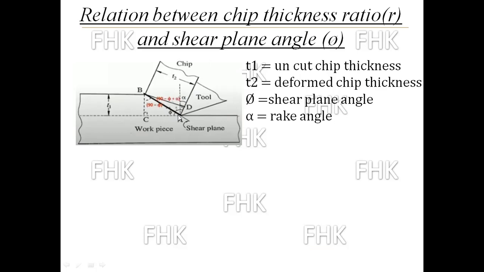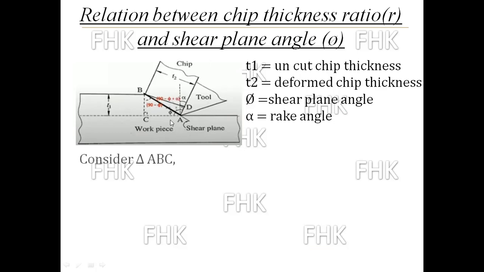So I will find the length of AB from this triangle ABC in terms of T1. And the second step, I will find the length of AB from triangle ABD in terms of T2. So I will find two equations and I will compare them. In both equations, AB is common, so I will compare both equations. Let us start from triangle ABC.